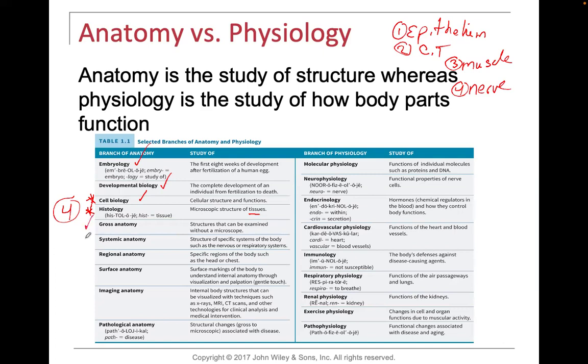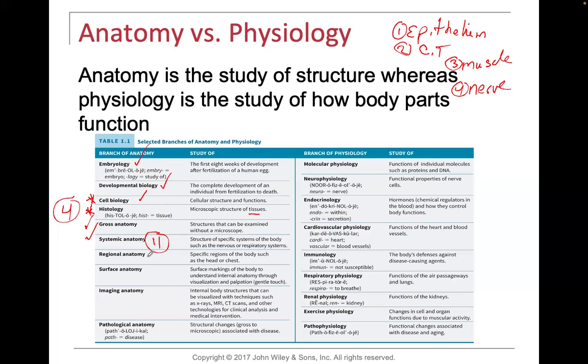There's gross anatomy. Gross anatomy is anything that can be examined with the naked eye. Systemic anatomy, this is looking at the 11 systems, like the digestive system, the respiratory system, the endocrine system. I'll go through the systems and some of the main parts of these systems, some of which we'll do in A&P1 and other ones we'll do in A&P2.